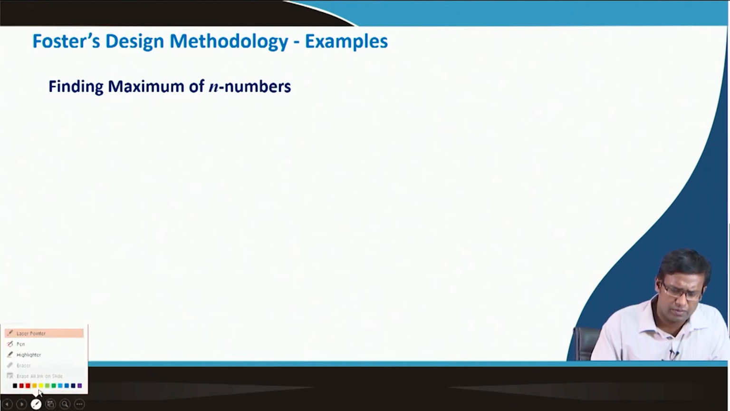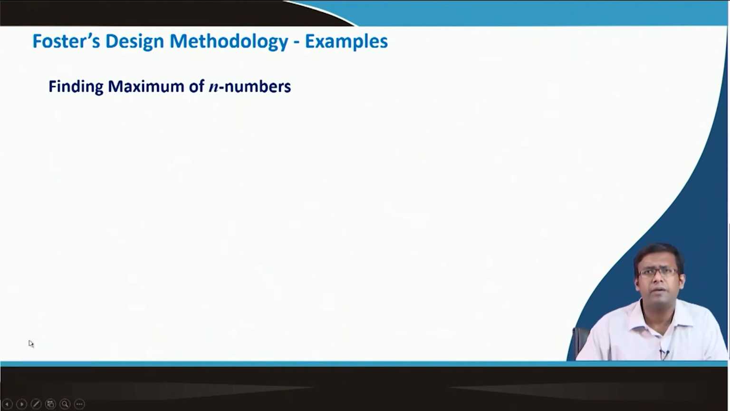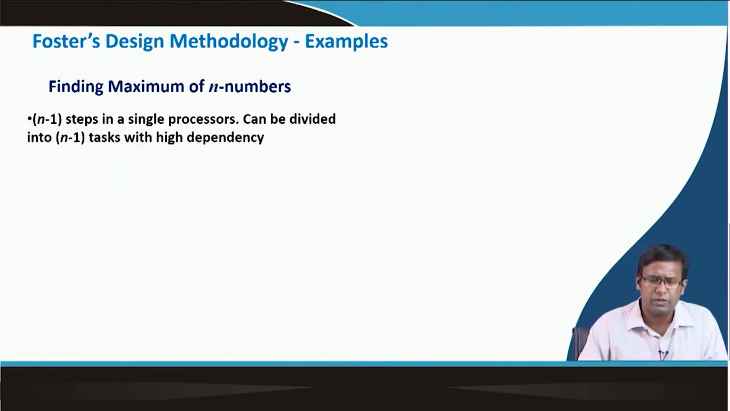The next one is finding maximum of n numbers. So, n is again a large number, we have a data set of large number of integers, and we have to find out which is maximum of that. If we have a single processor, one number has to be taken and compared with the next number, and so on. So, it will take n minus 1 steps, and this can be divided into n minus 1 tasks, but now these tasks have very high dependency, each task is dependent on the previous task.